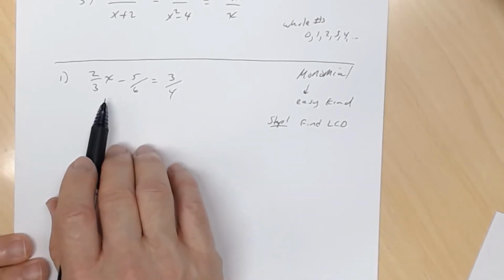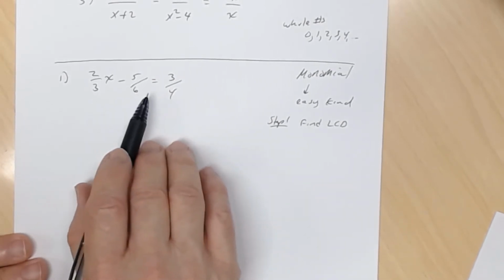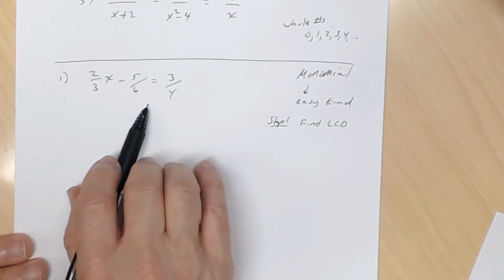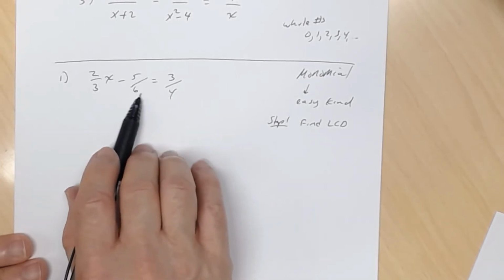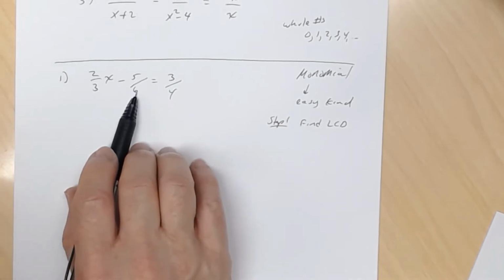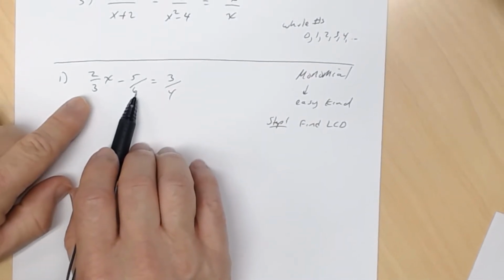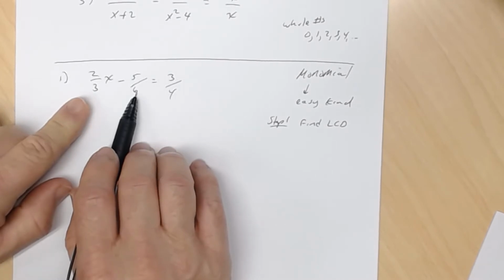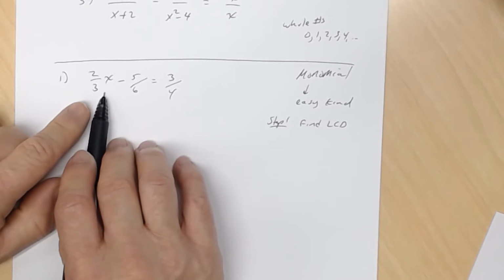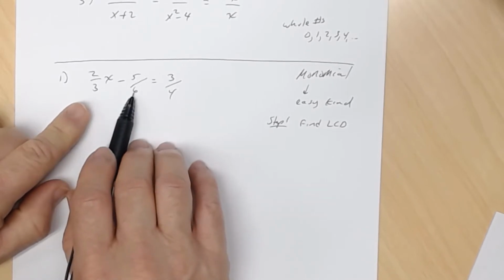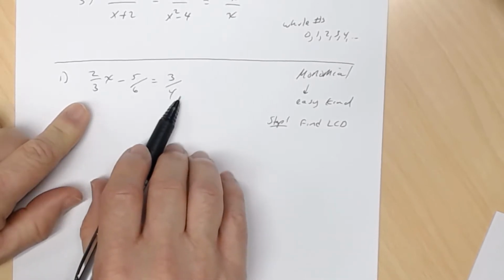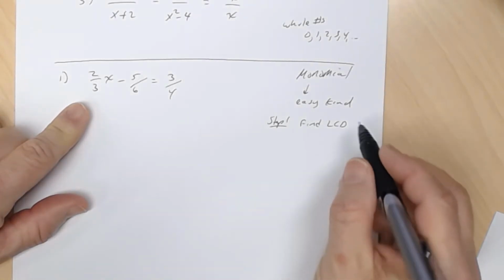If you look at 3, 6, and 4, I would always start with the largest number you see. So let's look at multiples of 6. 6. Will 3 go into 6 evenly? Yes. Will 4 go into 6 evenly? No. So let's look at the next multiple of 6. 6 times 2 is 12. Will 3 go into 12 evenly? Yes. Will 6 go into 12 evenly? Yes. Will 4 go into 12 evenly? Yes. So the least common denominator is 12.